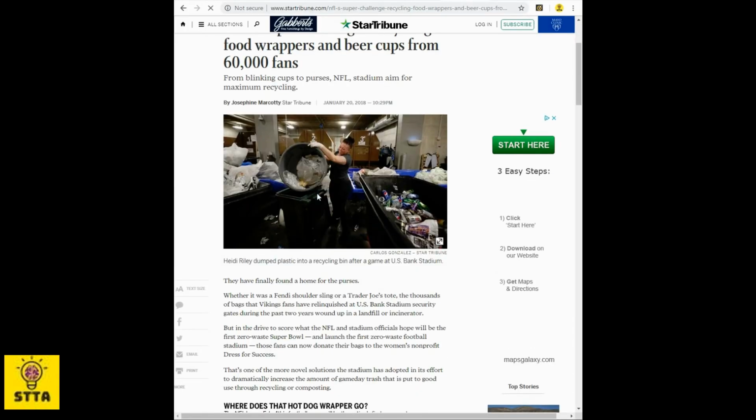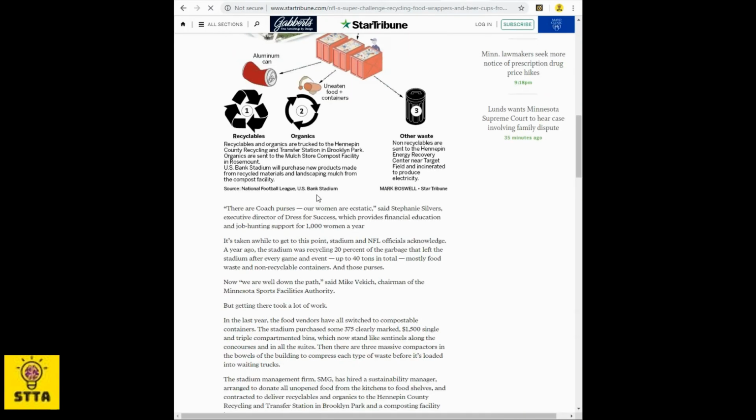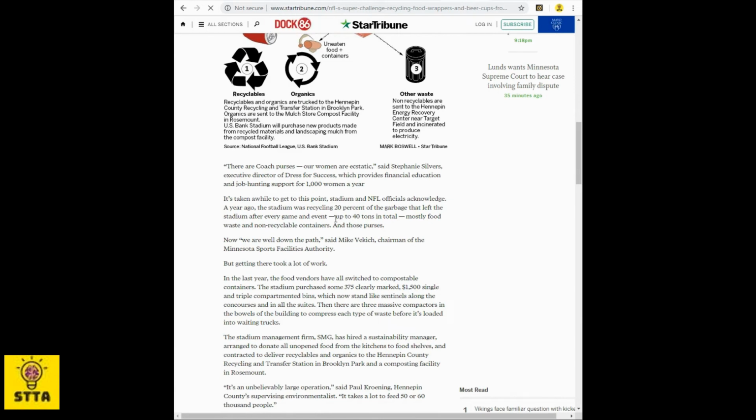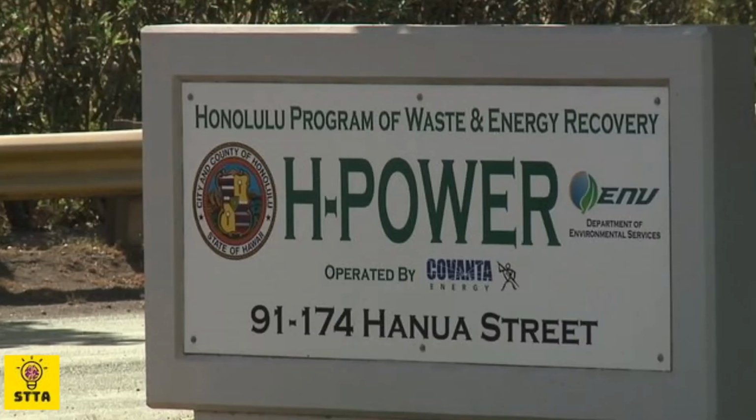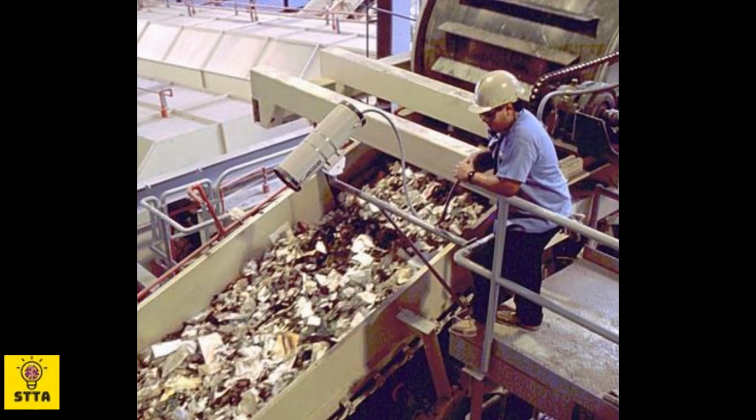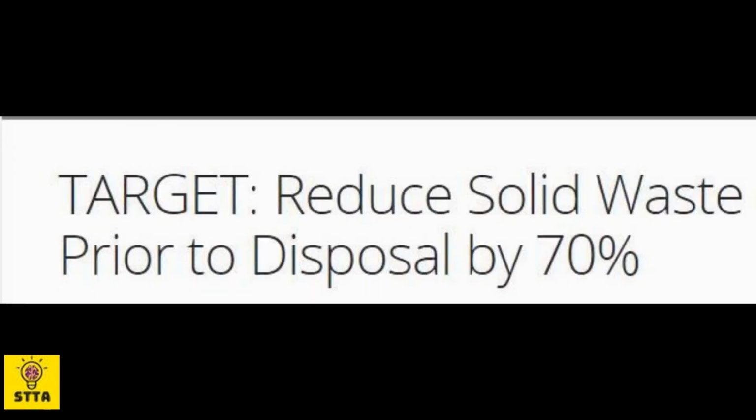A report from the Star Tribune says that a stadium of 60,000 capacity produces around 40 tons of waste per year, a significant portion of this waste being plastic waste. In Honolulu, there exists a program known as H-Power, which uses plastic waste and other waste material to produce electricity for the city. Their goal is to divert 70% of their waste away from landfills by 2030.